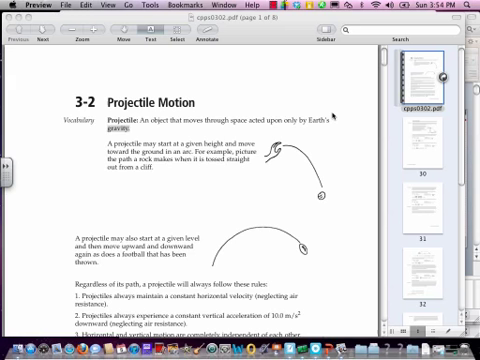All right, we're talking about projectile motion, and this is chapter 5. A projectile, first of all, is just anything that moves through space acted only upon by gravity, and typically Earth's gravity, since that's where we're at. And it can have any given height and can move toward the ground in any arc, and they all follow the same set of rules as we do this.